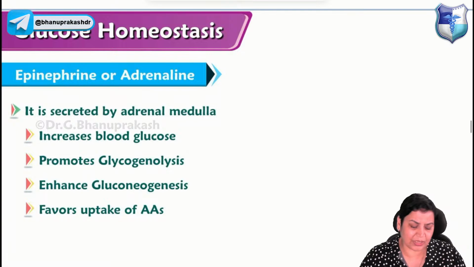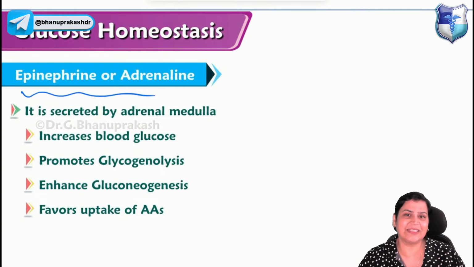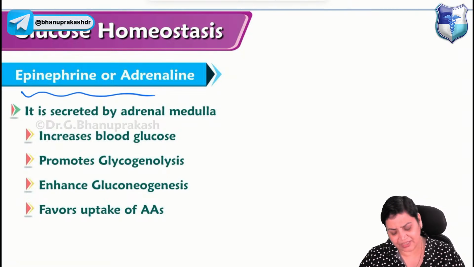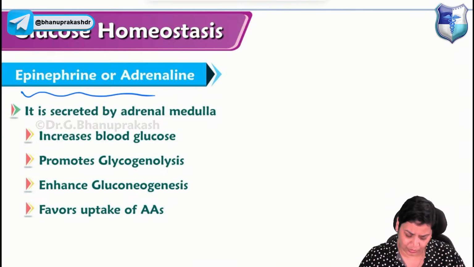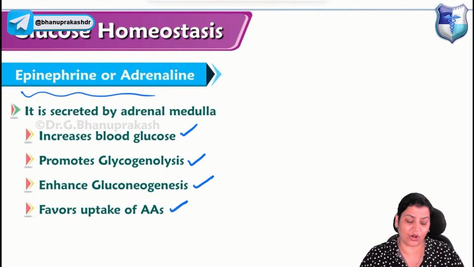And these are also the same ones. Epinephrine is also synthesized in the body. They are known as catecholamines. It is synthesized from tyrosine. And its function is totally similar to that of glucagon because it is also a catabolic hormone. So it increases blood glucose. How? By promoting glycogenolysis, by promoting gluconeogenesis, and favors uptake of amino acids also.